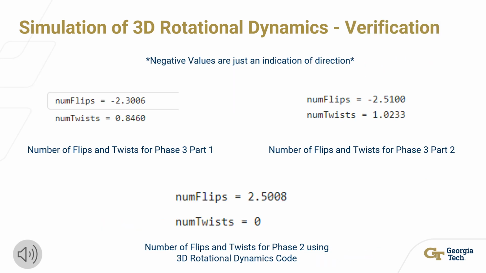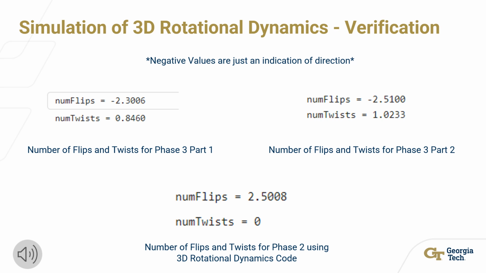So here we computed our number of flips and twists for phase 3 part 1, phase 3 part 2, and for phase 2 using our 3D rotational dynamics code. The negative values here are just an indication of direction. You can't really do negative flips, you can only do positive flips, so it just indicates the direction.